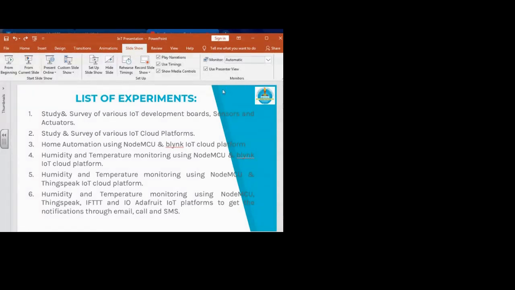And we'll discuss the different experiments we'll be conducting or designing on the IoT development board. Got it?